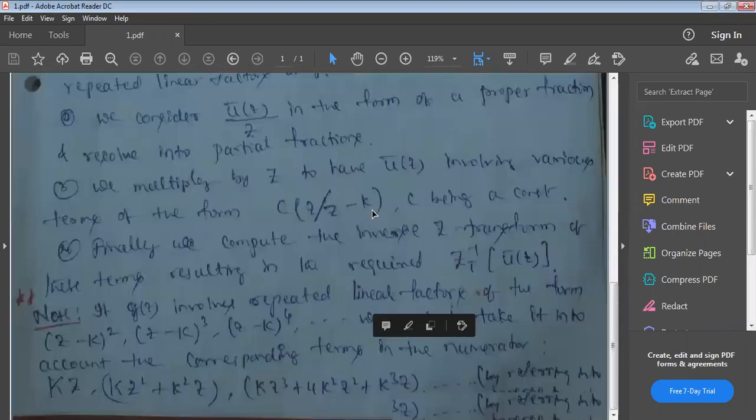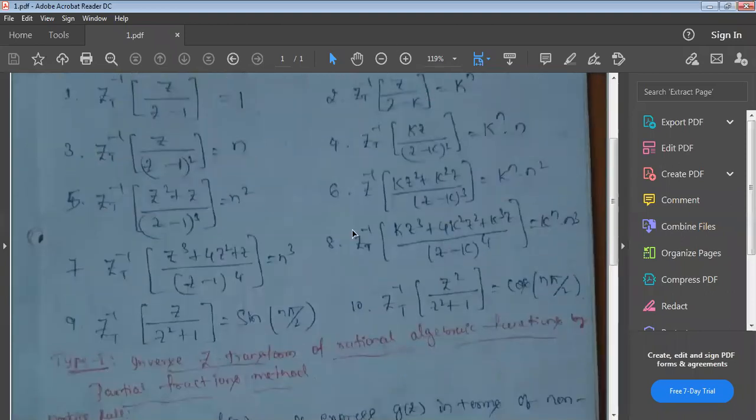And here there is one important thing you need to notice, that is, sometimes g of z, that means this denominator function g of z, will have repeated linear factors: z minus k whole square, z minus k whole cube, whole power 4, etc. In these cases, the corresponding numerators will be assumed as kz square plus k square z, according to this repetition. The purpose of writing the numerators in this form is only to express the function in the form of the standard list.